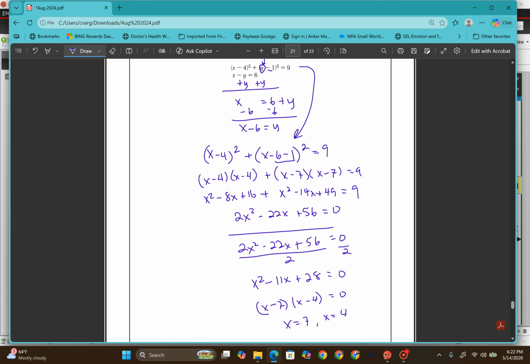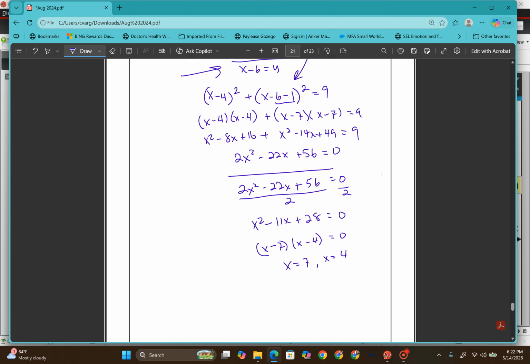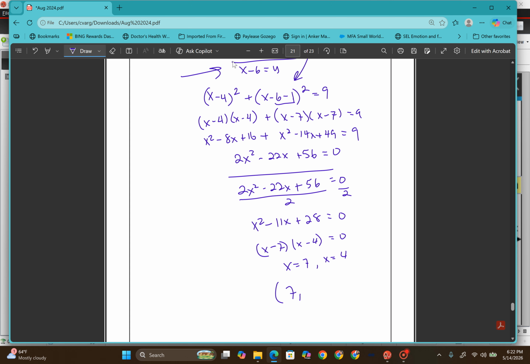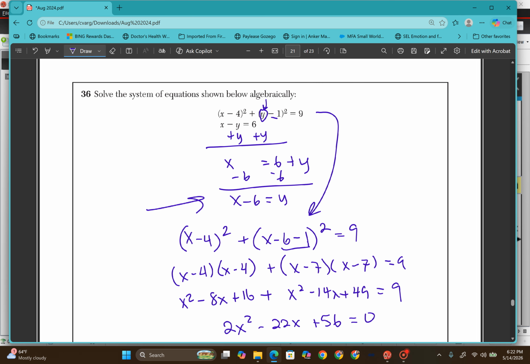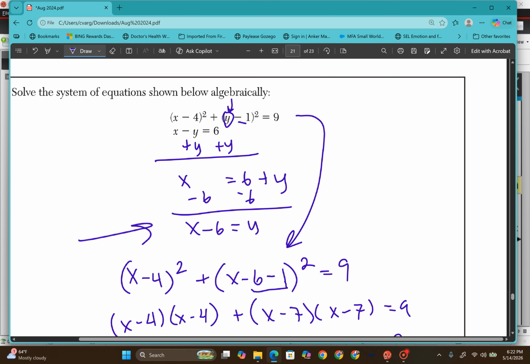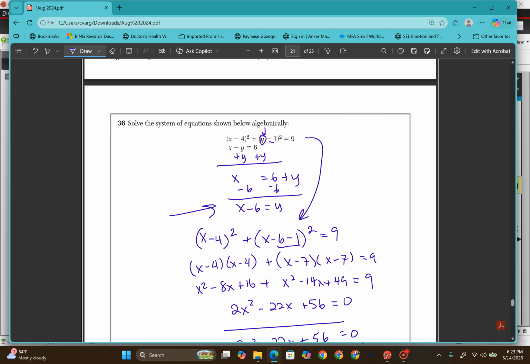So if x is 7, 7 minus 6 is going to be 1. So one of my coordinates is 7 comma 1. And then if I take 4, 4 minus 6 is equal to negative 2. So I have 4 comma negative 2. So my two solutions are here, 7 comma 1 and 4 comma negative 2. I could have plugged both of these into the graph and then seen where they intersect. But since it's set to do it algebraically, I have to do it that way.